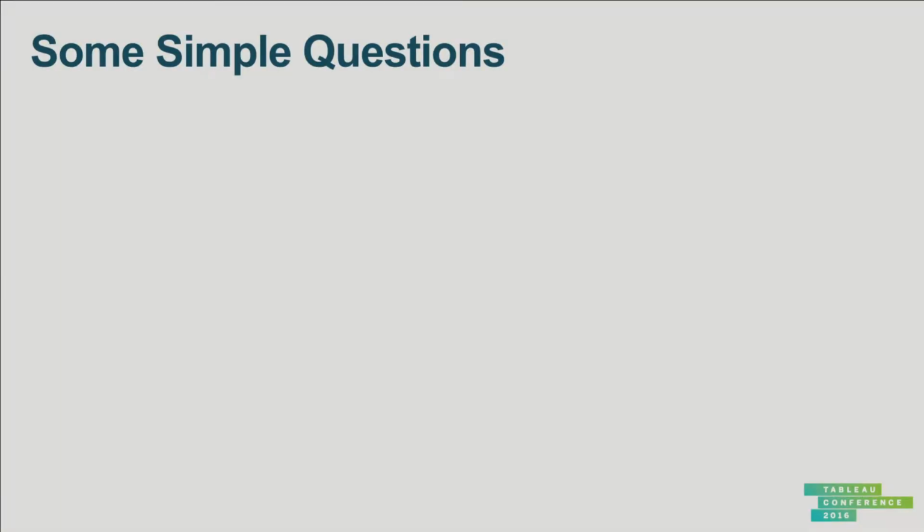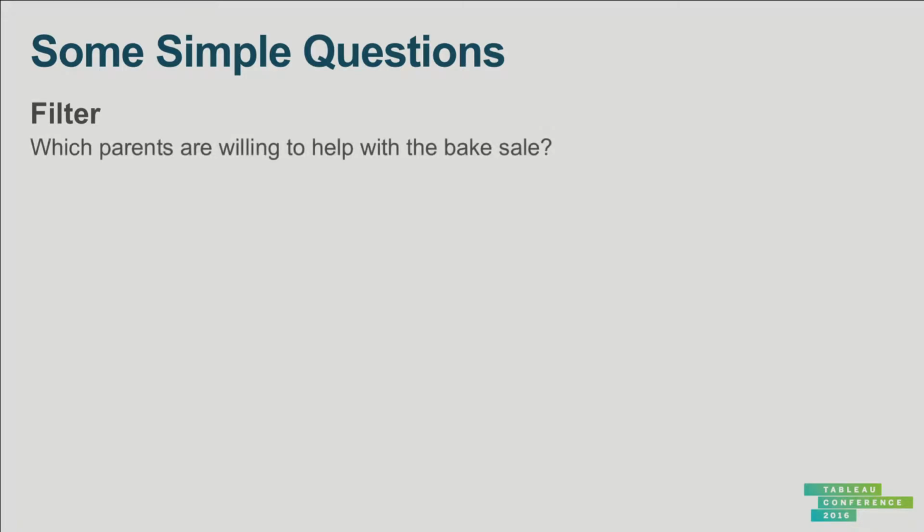All right. Let's back off and just categorize a few simple questions that I might want to answer. So the first one, what we call filter queries, are I've got some data. I want to squish them down. I want to remove ones that don't match some conditions. So I want to know which parents are willing to help with a bake sale. Very simple condition. Remove the rows where that's not true. What children are in grade 4? Again, just remove the rows where that's not true.